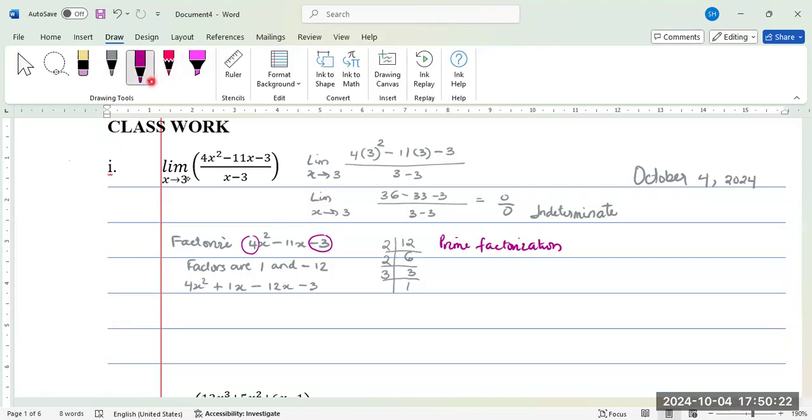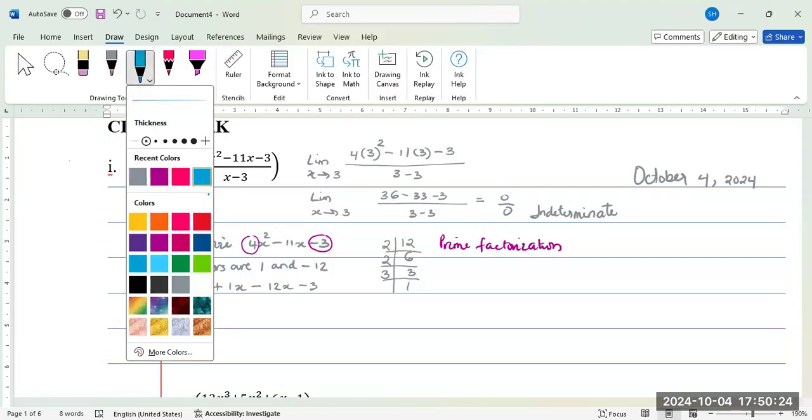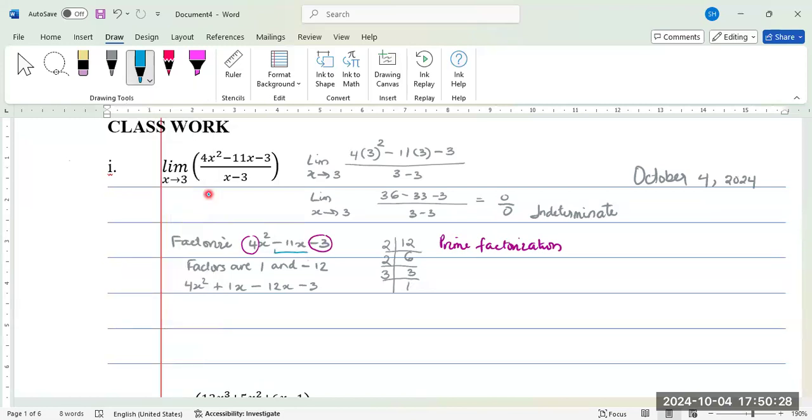Let me highlight some stuff. I did the opposite though. I put the 12 with the 4, so I can even out and put the positive 1 with the 3. So you can get the x minus 3 and 4x plus 1, because you need to cancel the x minus 3.